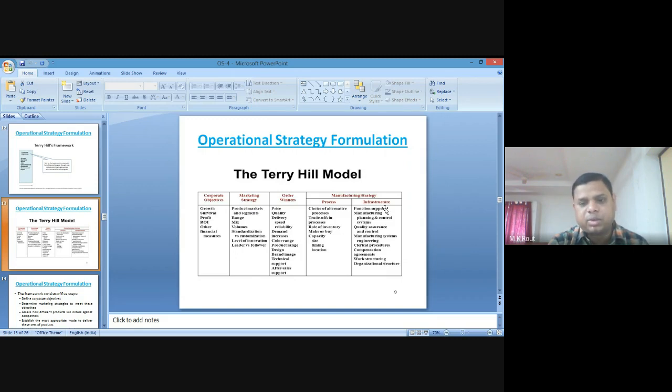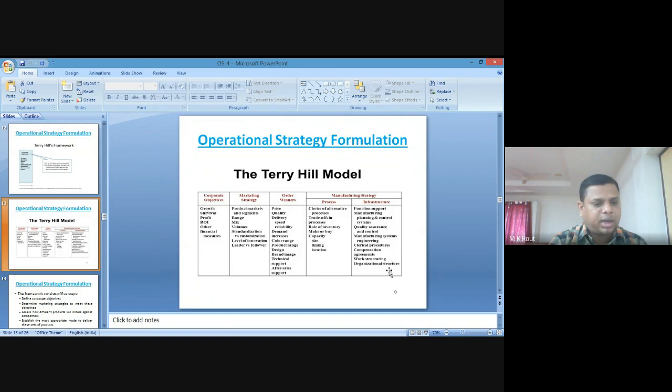But in case of your infrastructure, we have function supports, manufacturing planning and control, then quality assurance and control, manufacturing system engineering, clerical procedures to support documentation, agreement and contract negotiation, work structure and organizational structure. So starting from corporate strategy, marketing strategy, order winning strategy, or operational strategy, these form a typical model which is known as the Terry Hill model.